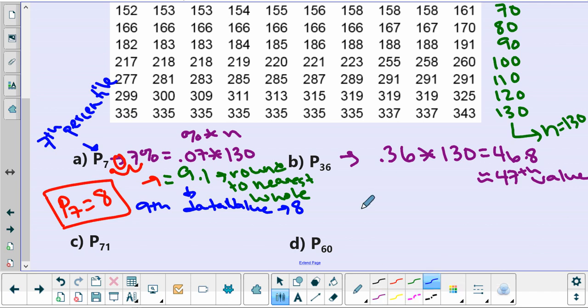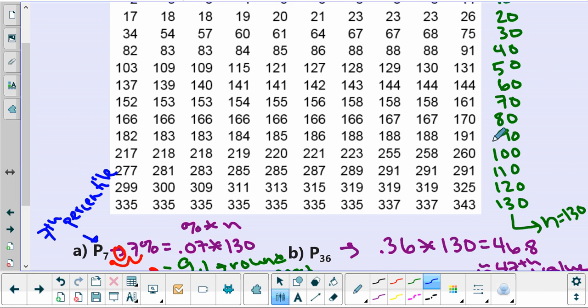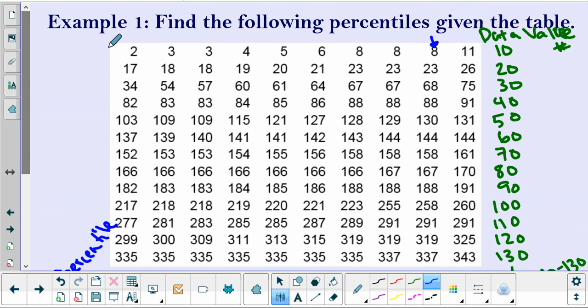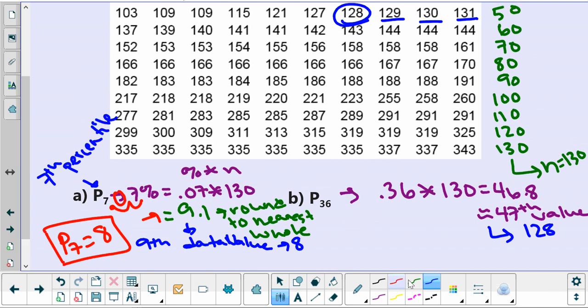I'm looking for the 47th value. So if I go back up to my table, again, the side markers just help you quickly locate where that is. Instead of having to start up here and count all the way up to 47, I know that this value right here is number 50, which means that that's 49, that's 48, and that's 47. So the 47th value is 128. That's what that said, right? Yep, 128. So that means that P36 equals 128.